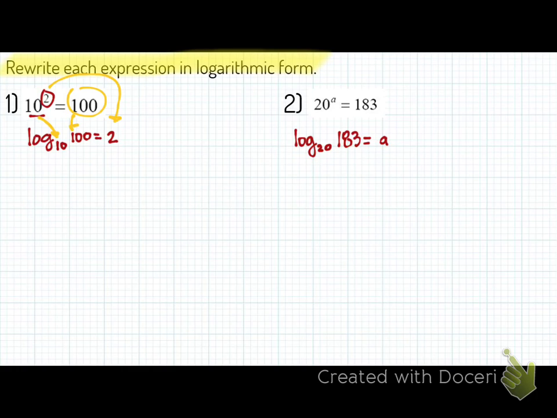Now let me teach you how to say this also. On number 1, it's log base 10 of 100 is equal to 2. Listen, you're going to repeat after me. Log base 10 of 100 is equal to 2. Ready? And begin. Log base 10 of 100 equals 2. Okay, good. Next one is log base 20 of 183 is equal to a. Repeat. Log base 20 of 183 equals a. Good. All right? Pretty straightforward.